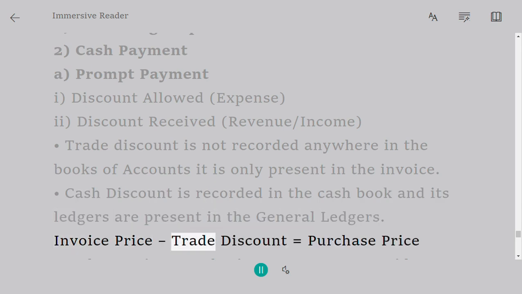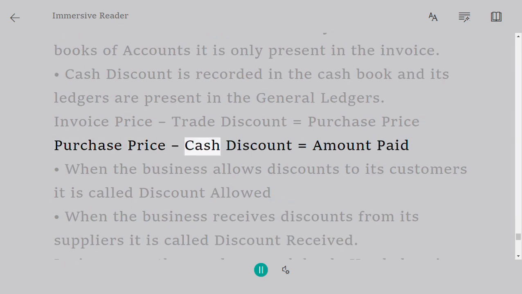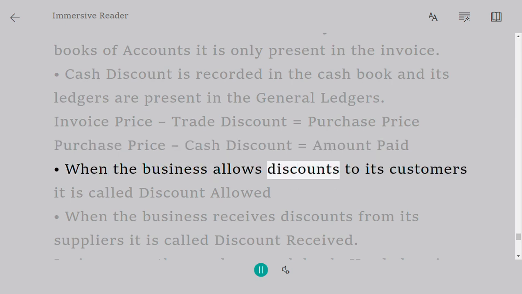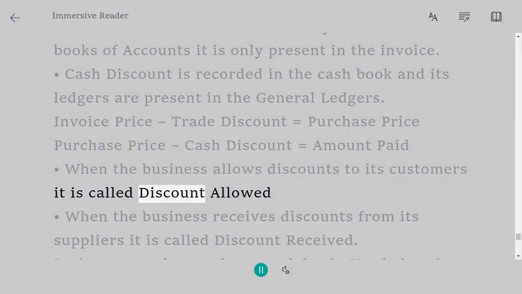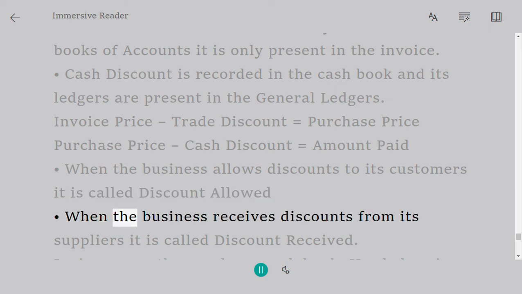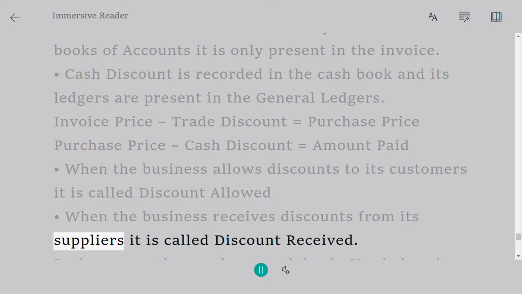Invoice price minus trade discount equals purchase price. Purchase price minus cash discount equals amount paid. When the business allows discounts to its customers, it is called discount allowed. When the business receives discounts from its suppliers, it is called discount received.